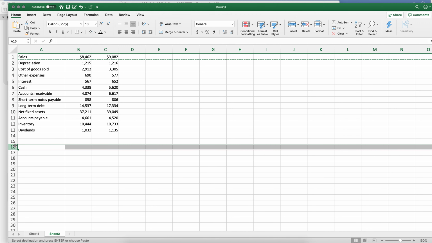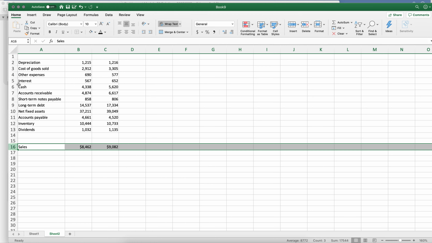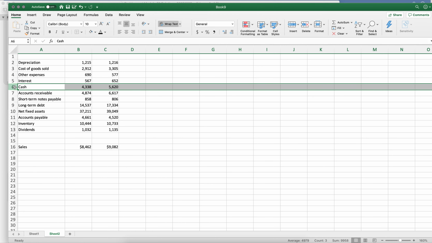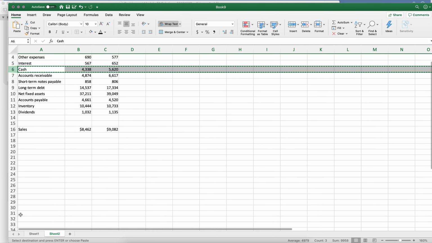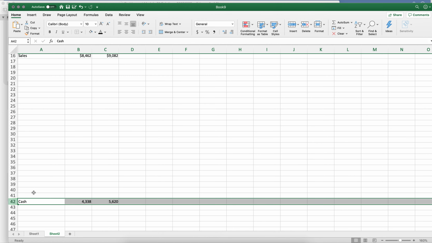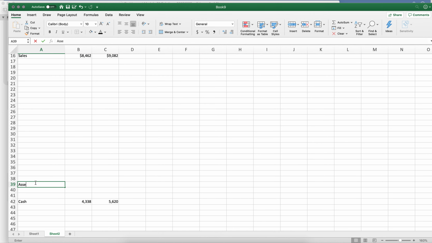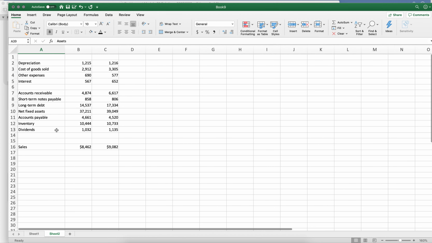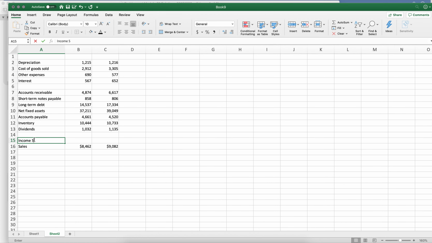That's obviously going to go on the income statement. What else? Cash is not going to go on the income statement. I'm going to cut it and paste it way down here under assets. And let's write income statement here.